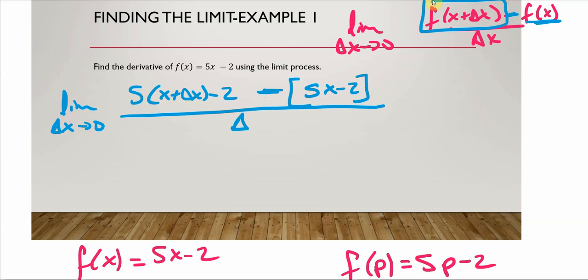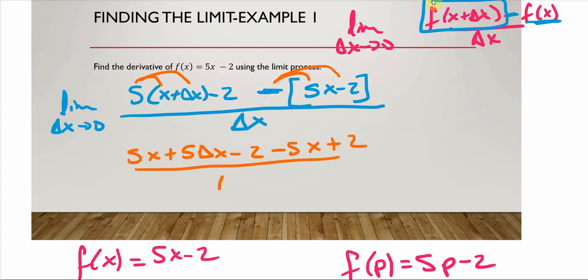All over delta x. Now, I'm going to use some algebra. All right, I'm going to distribute here. So I'm going to distribute this 5, and I'm going to end up with 5x plus 5 delta x minus 2. And here I'm going to distribute this minus, so I'm going to get minus 5x plus 2 all over delta x. The limit as delta x approaches 0. Now, some of you are going to look at that and say, oh, hey, wait a minute, sir, I can see that the 5x and the 5x are going to reduce to 0. And I have this minus 2 and a plus 2, that's going to cancel each other out. So I'm left with 5 delta x all over delta x.